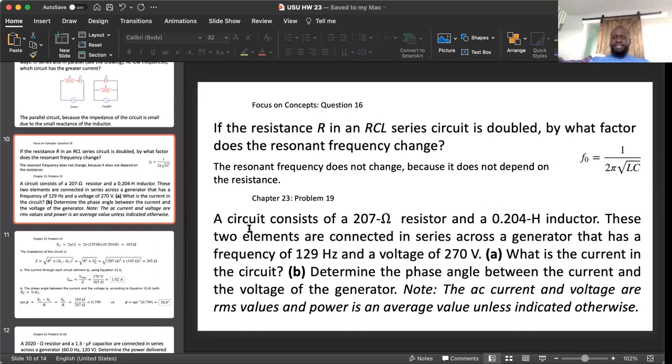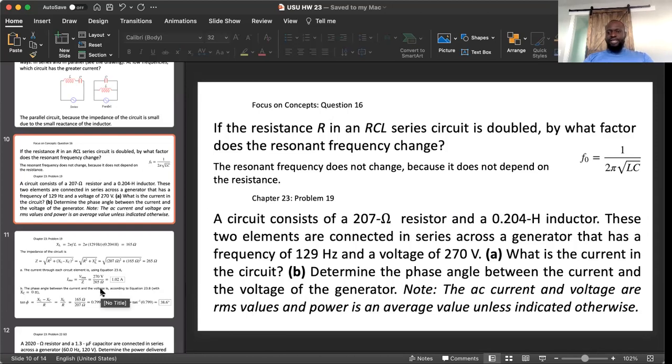Chapter 23, problem 19 says a circuit consists of a 207 ohm resistor and a 0.204 Henry inductor. These two elements are connected in series across a generator that has a frequency of 129 Hertz and a voltage of 270 volts. What is the current in the circuit? And determine the phase angle between the current and the voltage of the generator. And note that the AC current and voltage are RMS values and power is an average value unless indicated otherwise.